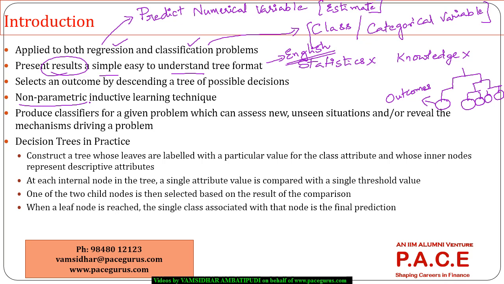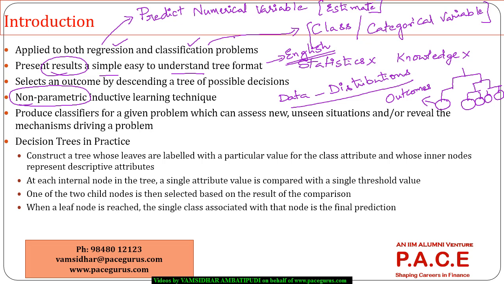And they are non-parametric, meaning they do not assume the data to follow some kind of distribution. We know that some statistical methods assume that the data we are using follows a normal distribution or a Poisson distribution, some such thing. Whereas in the case of decision trees, they are majorly non-parametric. They do not make any assumptions regarding the distribution of the data, and inductive learning.